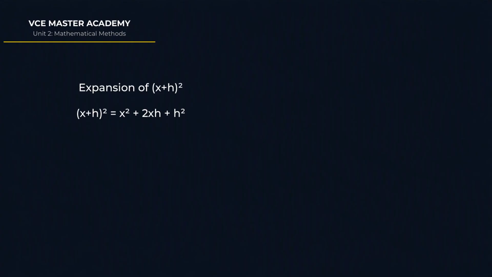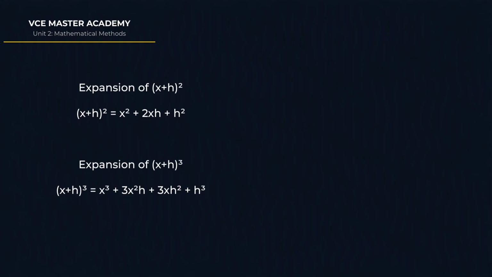Part A. Expand x plus h all squared. That means x plus h times x plus h. Multiply it out and you get x squared plus xh plus hx plus h squared. The two middle terms are the same thing, so they add up. Answer, x squared plus 2xh plus h squared. Part B, expand x plus h all cubed. Grab the row from Pascal's triangle, 1, 3, 3, 1.